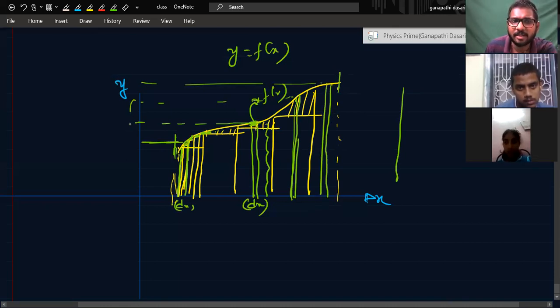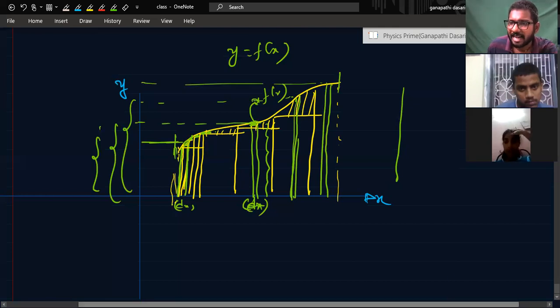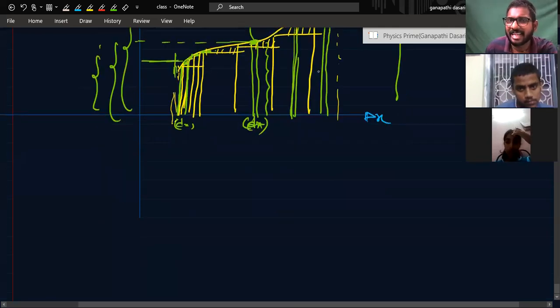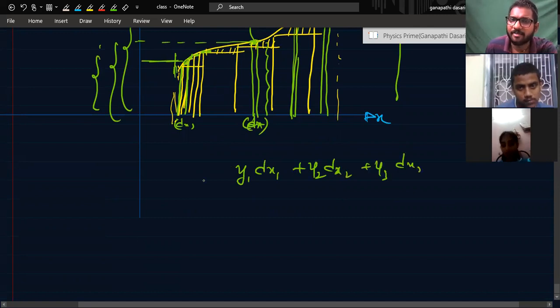Y is nothing but this function, isn't it? Yes, sir. So length, breadth is what? dx. Yes, sir. If we add every rectangle area, we will get the entire area, or not? Yes, sir. That means y1 dx1 plus y2 dx2 plus y3 dx3. If we add everything, then we will get the entire area under that curve.